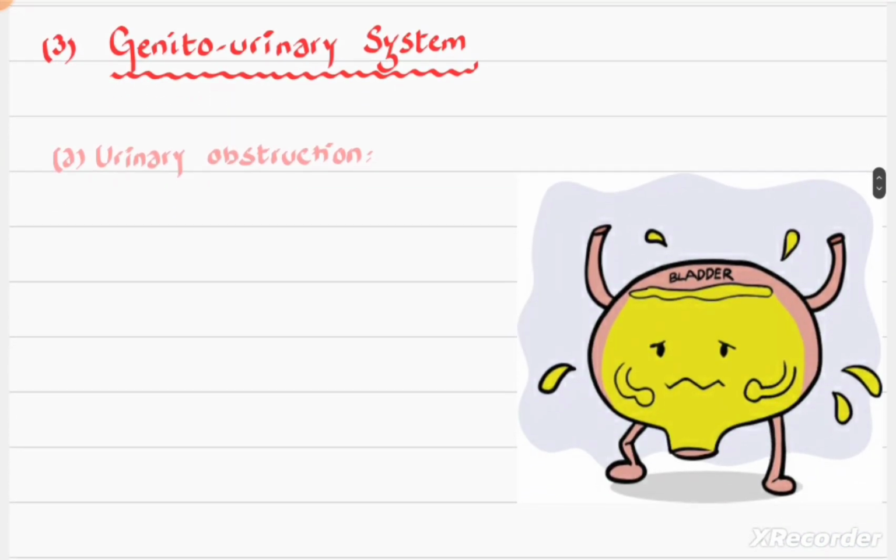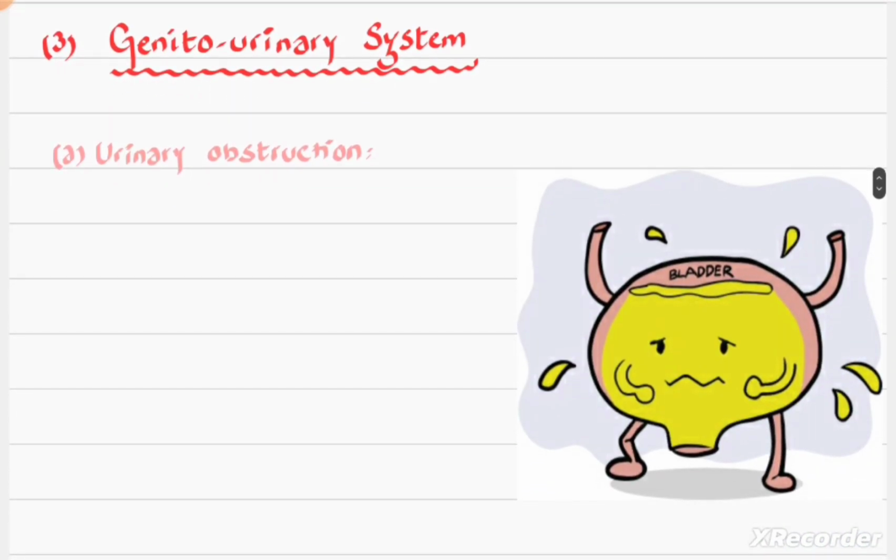Now, the most important use of these drugs is in the setting of urinary obstruction. These drugs are most widely used for the treatment of urinary obstruction, and in these we use the doxazosin class, the same class that we discussed in the antihypertensive group. We have prazosin, we have doxazosin, and we have terazosin.